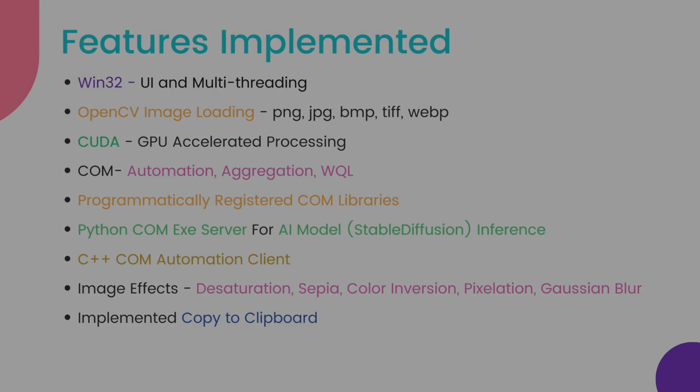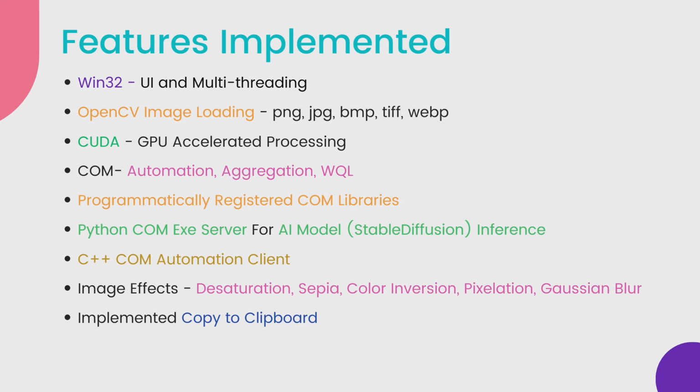So, to summarize, we will now see a list of features implemented in PhotoMind. Win32, which is used for native windowing, UI-related tasks, and multithreading. OpenCV, which is used for image loading of different extensions like PNG, JPG, BMP, and WebP. CUDA for GPU-accelerated processing. COM, which is implemented through automation, aggregation, and WQL. Python COM Exe Server for Stable Diffusion AI model inference.